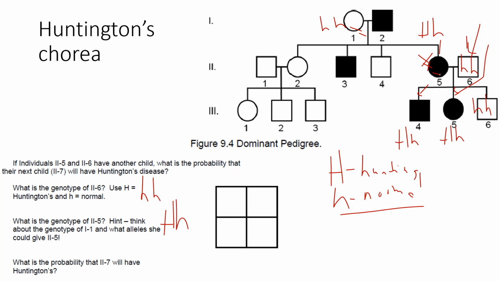Now, the original question was, what's the probability that they have a kid who has Huntington's disease? We would have to do the Punnett square with him and her to figure out probabilities. And as we look at my messy little Punnett square, these two kids have Huntington's disease. These two kids are normal. So it's a 50-50 shot every time they have a kid that their kid might end up with the disease. What is the probability that 2-7 will have Huntington's? Well, that's what we just answered. I guess I just asked that question twice.